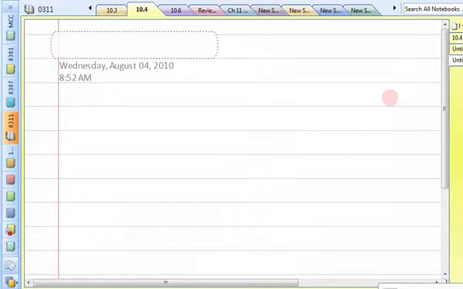Section 10.4, we're going to use some of the things that we already know how to do, how to simplify radicals, and we're going to add, subtract, multiply, and divide radicals.